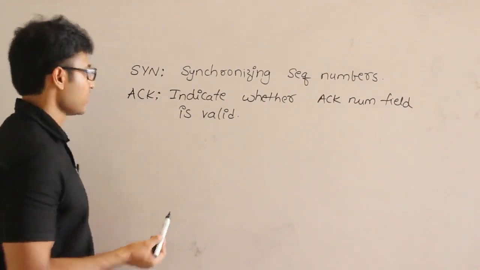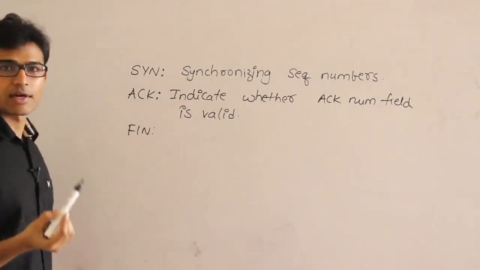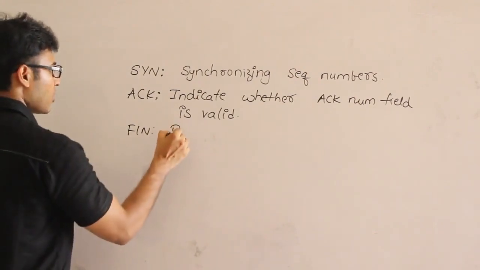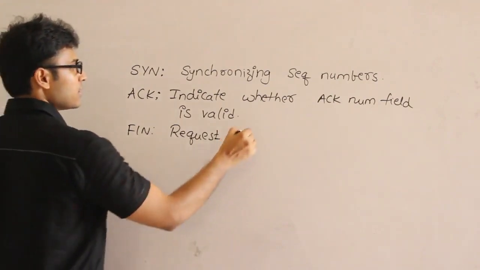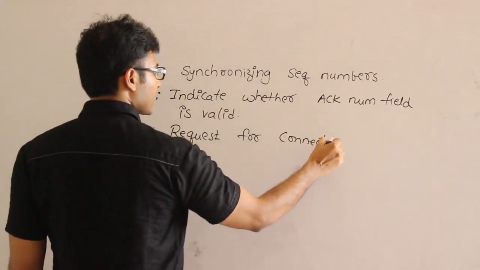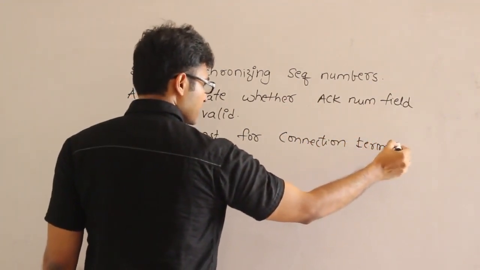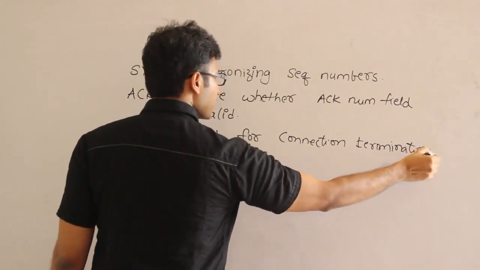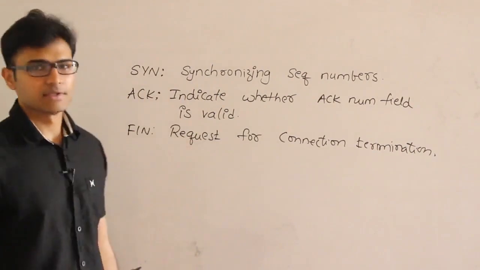And next one is FIN flag. This FIN flag is nothing but a request for connection termination. So whenever you want to terminate the connection, you are going to send a packet with FIN equal to 1. It is request for connection termination. So what is connection termination? Freeing up the resources. What is connection establishment? Reserving the resources. So these 3 flags we have seen. Okay.